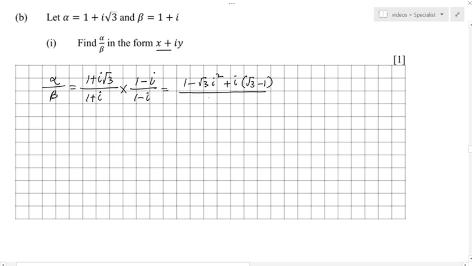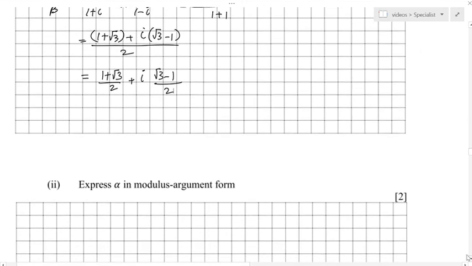That becomes 1 plus 1, and that's the real part, that's the imaginary part, divided by 2, and your final answer then is root 3 plus 1 over 2 plus i times root 3 minus 1 over 2. That's your complex number in x plus iy form. When we say x plus iy form, basically all we want is the Cartesian form.